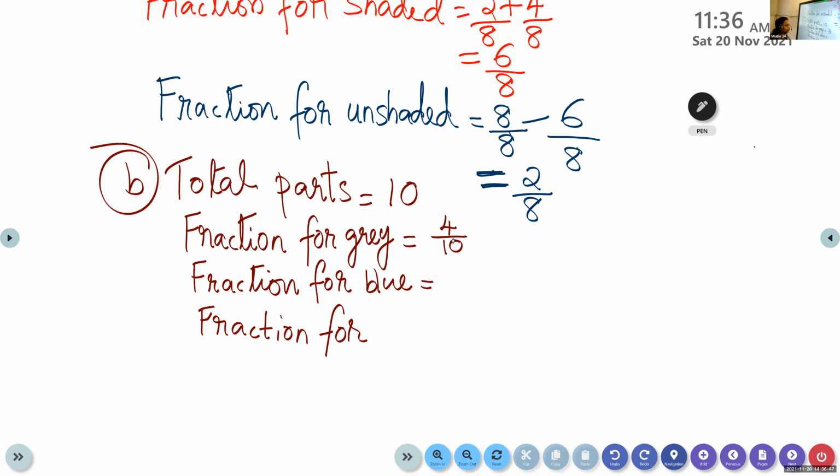Advait, can you give me the fraction for blue color? Ma'am, I have not completed. Okay, not completed, no problem. You can see from the picture. Yes, Devananda, fraction for blue color? 3 by 10.